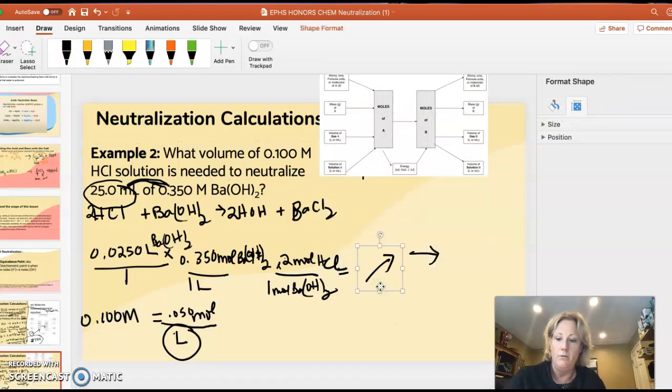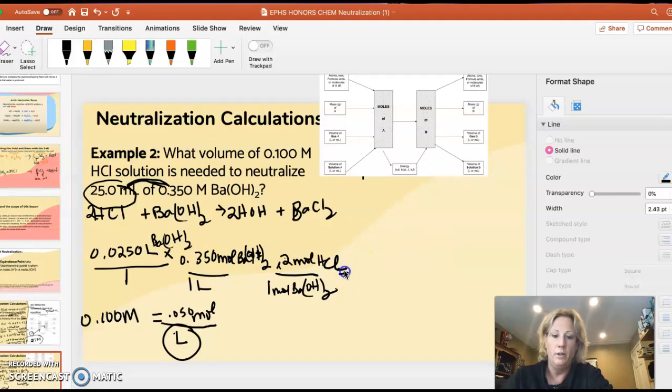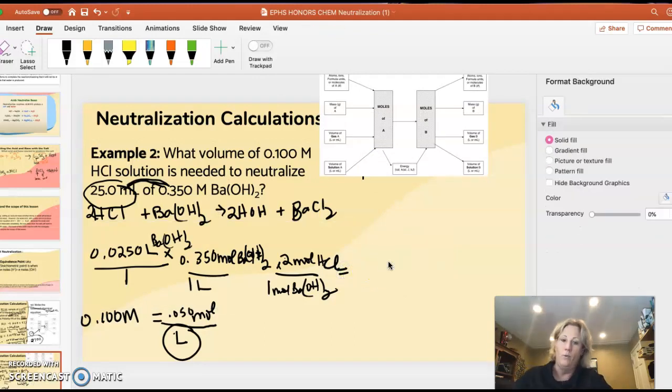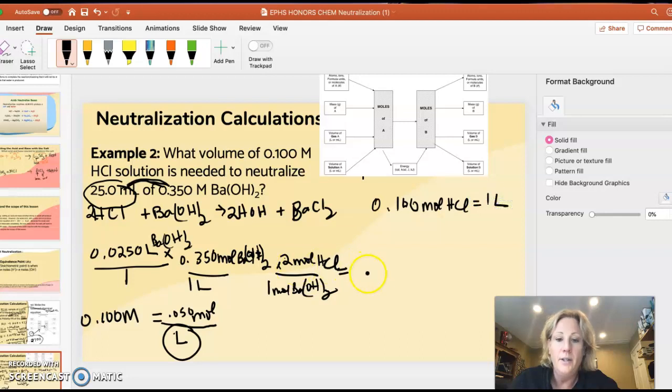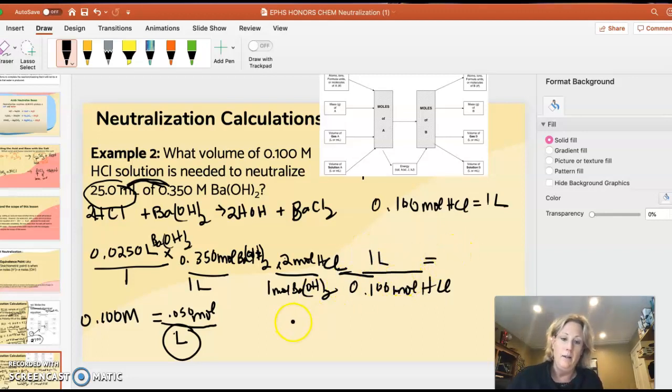If I continued, I could continue doing the stoich if you like that better. So I can use the molarity, the 0.100 molar. Again, you have to remember that that's really how many moles of HCl are in a liter. So this time, I would be putting the moles on the bottom, because then it cancels with those, and then 1 liter on the top. So you can do it either way, and either way, you're going to get your answer in liters, and the answer is 0.50 liter.